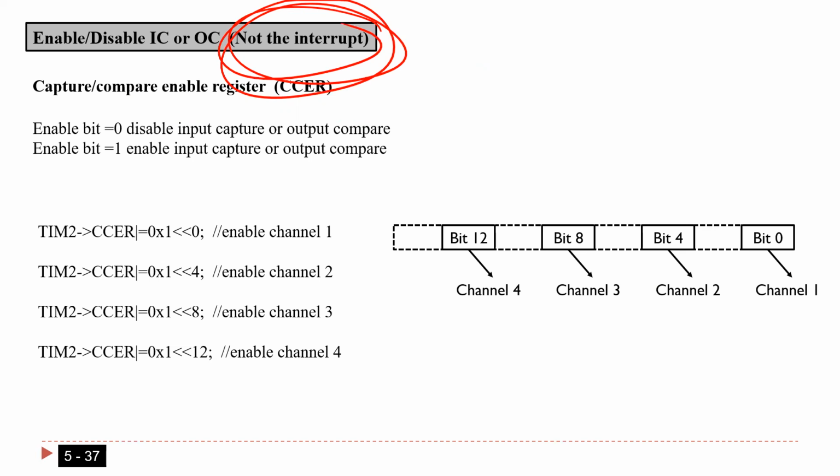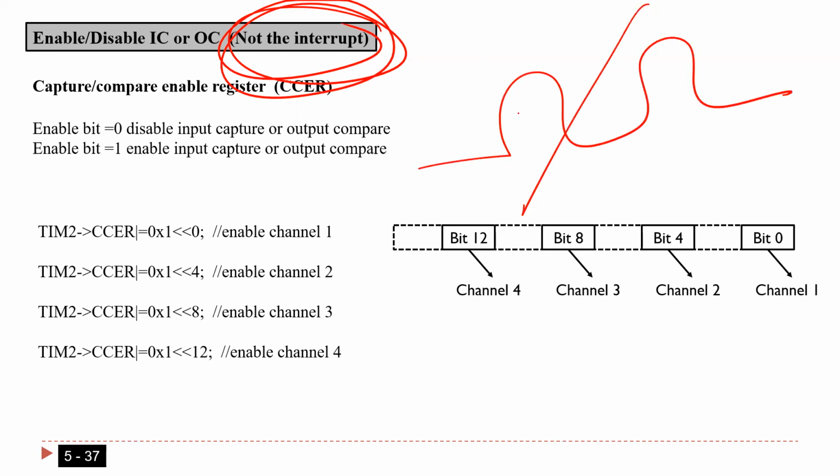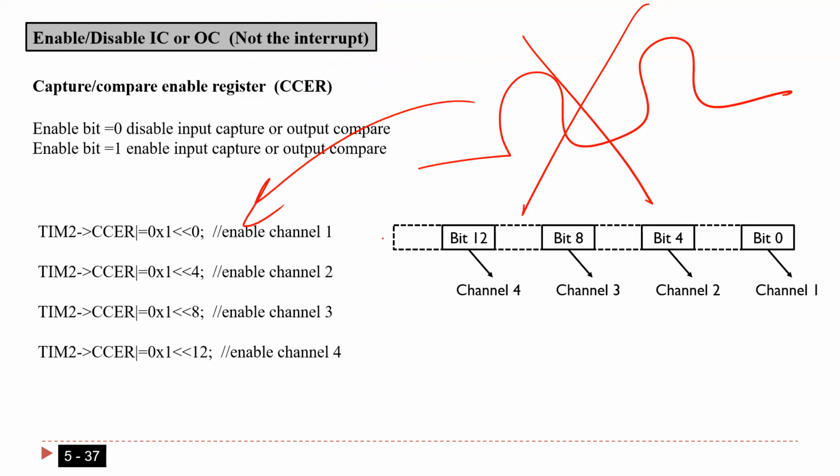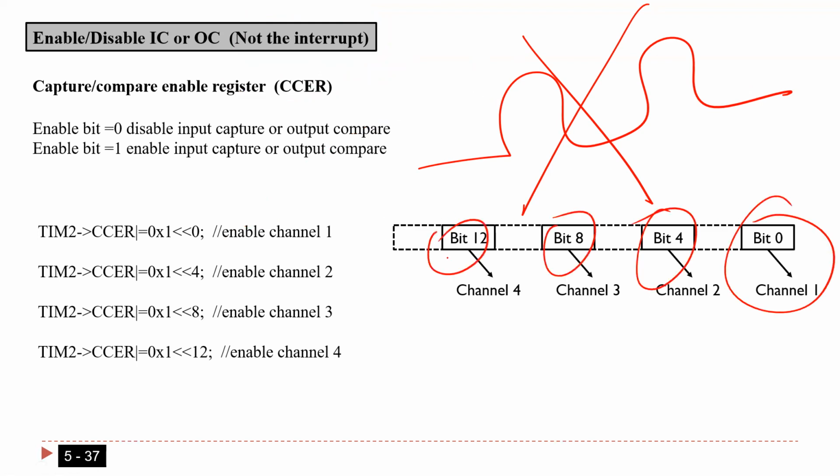Do you want the channel to work or not? So if the channel is generating a square wave and you don't want a square wave anymore, you can turn it off. You can turn the channel off using this bit. As you see, every channel has 1 bit. Is that okay? So 1 bit to enable or disable every channel.